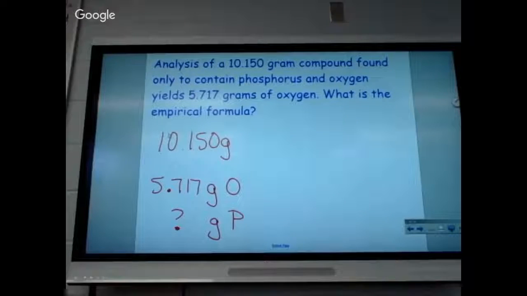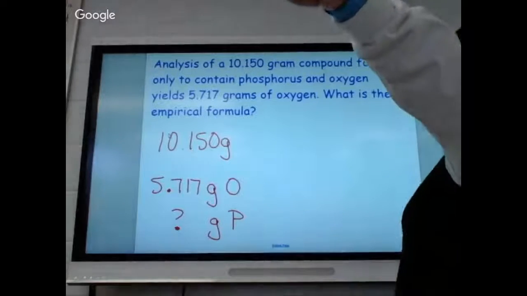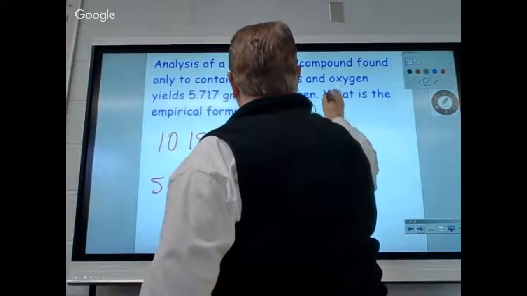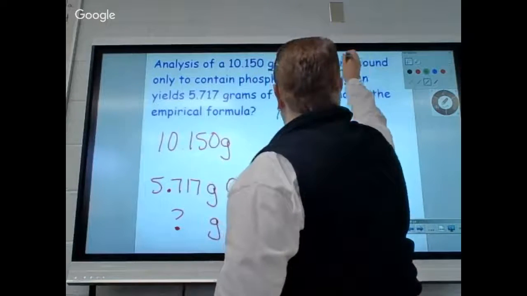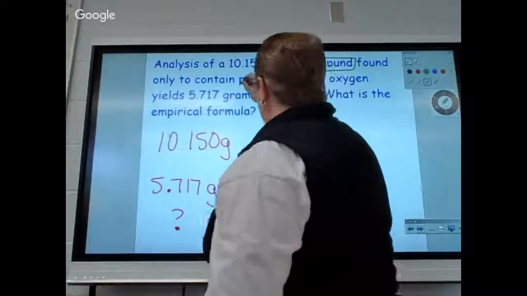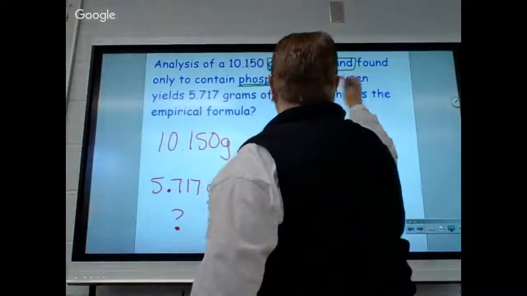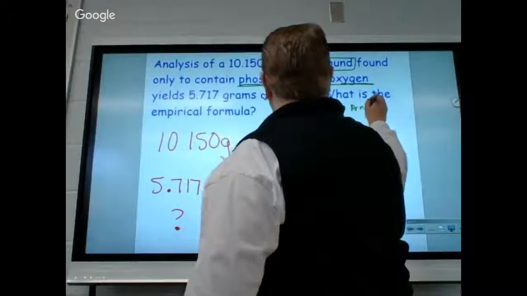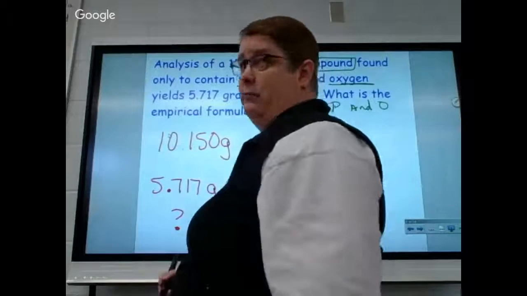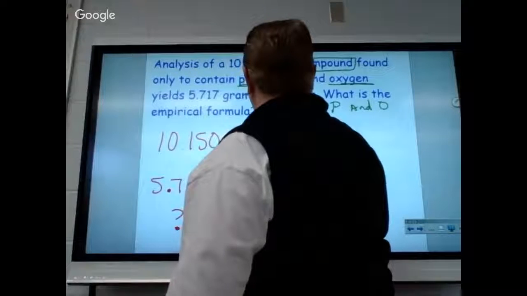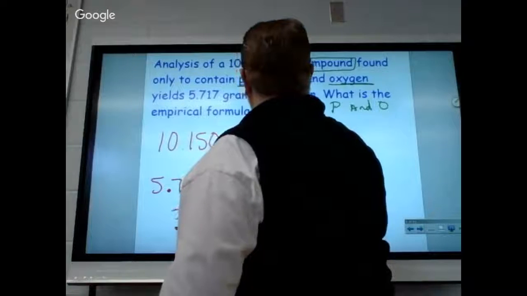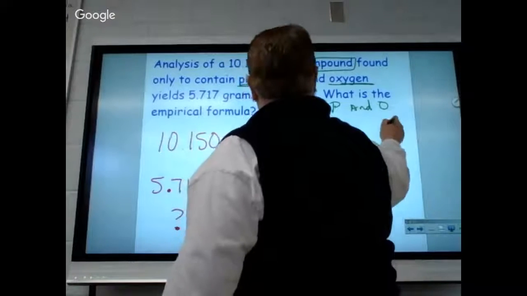Guys, all you have to do is exactly what several people on this side of the room said. You take the 10.150, which is both, which is why I was harping on Liliana, because she kept telling me it was a compound. Because it's both phosphorus and oxygen together, right? And that 5.717 is of just oxygen.